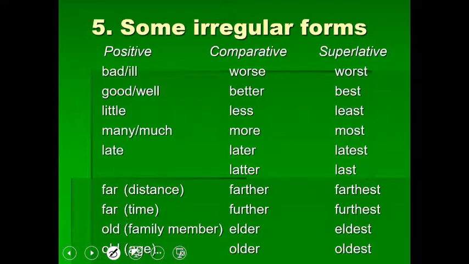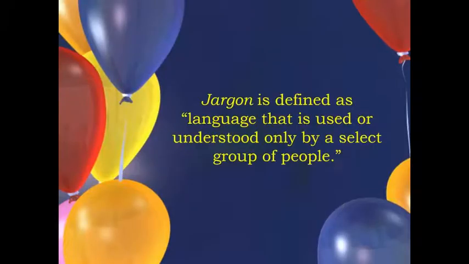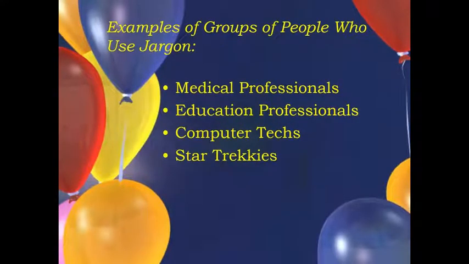Now let's see the last topic, that is jargon. Jargon is defined as language that is understood only by a select group of people. It is the special words that we use for special topics. So we have medical, professional, education, computer tech, Star Trekkies, gamers, soccer players. Each of them has special words that are only used in one of these professions.